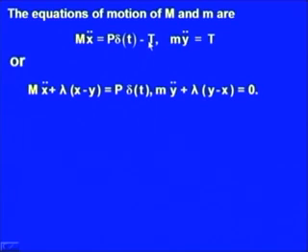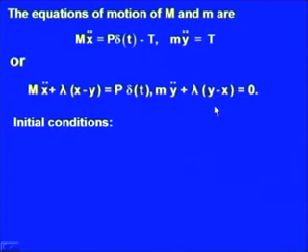And now, let us put the value of T equal to lambda times x minus y in these two equations. We will have M x double dot plus lambda times x minus y equal to p delta t, and m y double dot equal to lambda times x minus y, which we can write as m y double dot plus lambda times y minus x equal to 0.